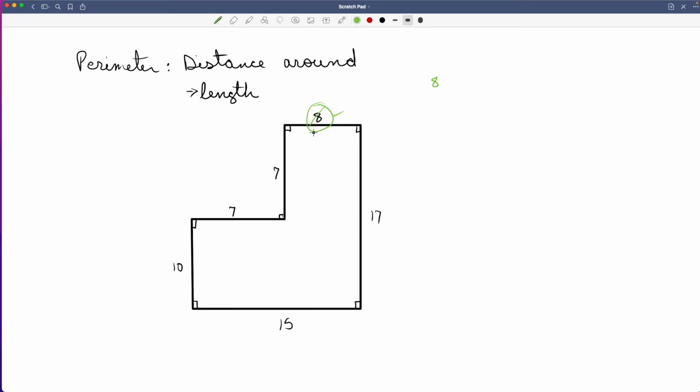And I like to add things by 2s. You could also add it this way, 8, 7, 7, 10, 17, 15, if that way is easier for you. So 3 7s would be 21, 29, plus 5 is 34, carry a 3, and 3 1s, that would be 64 units. And in this case, the unit of measure is what we call meters. So that'd be 64 meters long. And that would be the perimeter.